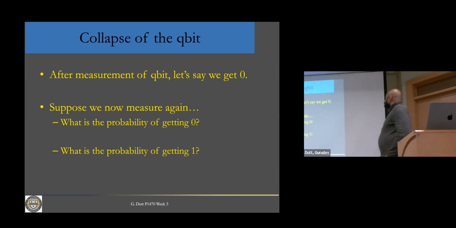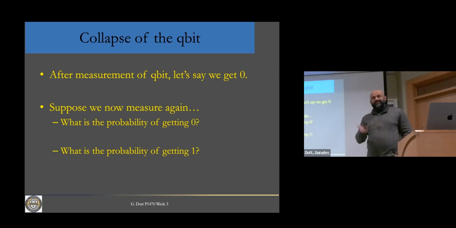So let's say that we get 0. I just told you that when you measure the qubit, there's a probability of getting 0 or 1. But let's say after you made the measurement, you know what it is. Let's say you got a 0. So now the qubit is in the state 0. Suppose I now measure again, what's the probability of getting 0? 100%, exactly. And the probability of getting 1? 0%.